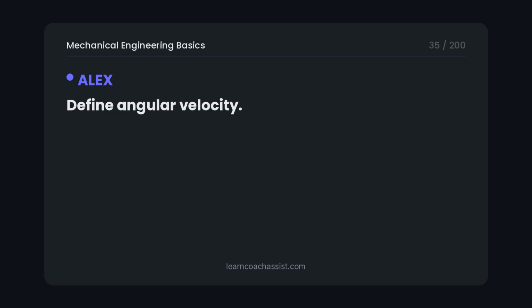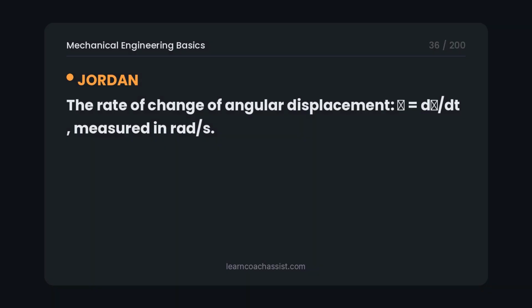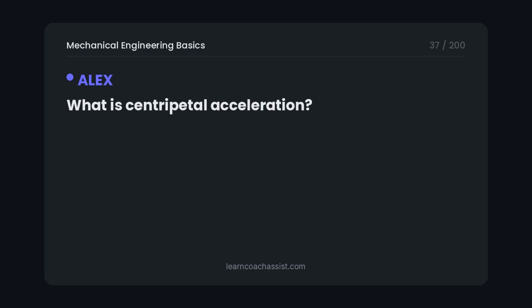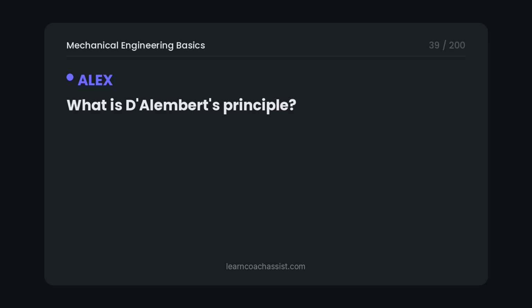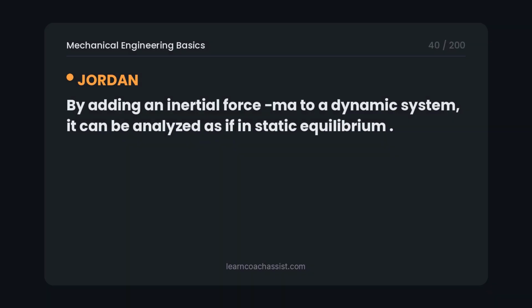Define angular velocity. The rate of change of angular displacement, omega equals d theta over dt, measured in rad/s. What is centripetal acceleration? Acceleration directed toward the center of a circular path, a_c equals v squared over r equals omega squared r. What is D'Alembert's principle? By adding an inertial force minus ma to a dynamic system, it can be analyzed as if in static equilibrium.